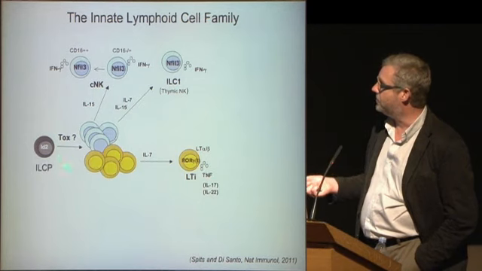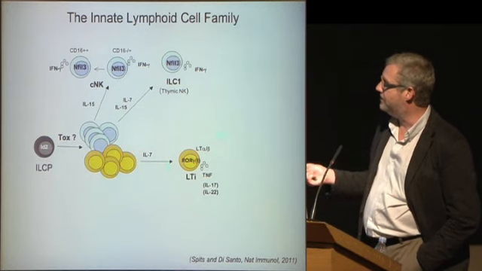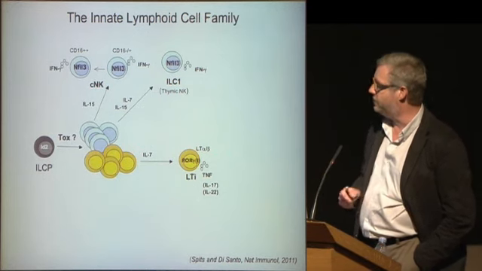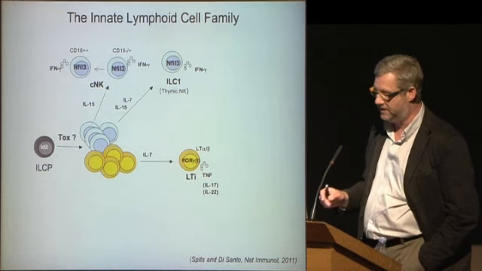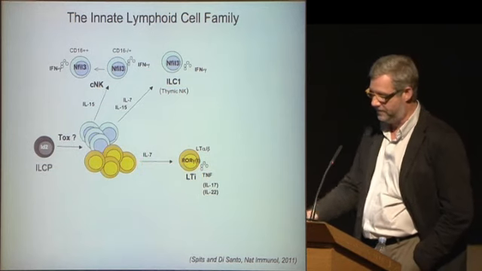In addition, we have this ROR gamma positive population. Here they're going to be coded in yellow, which under the influence of IL-7 gives rise to LTIs, which have important roles in fetal development in terms of lymphoid tissue generation, but also in adult by virtue of some cytokine production.